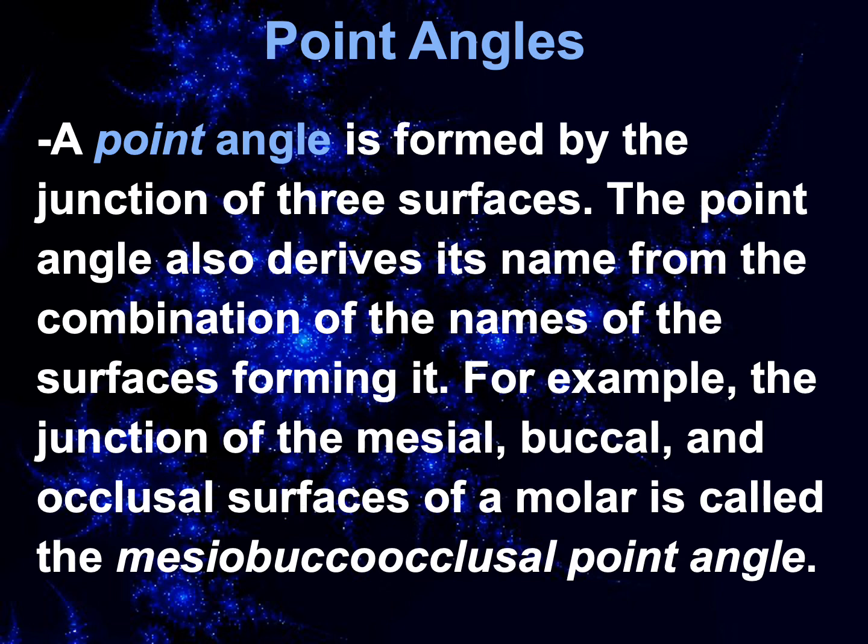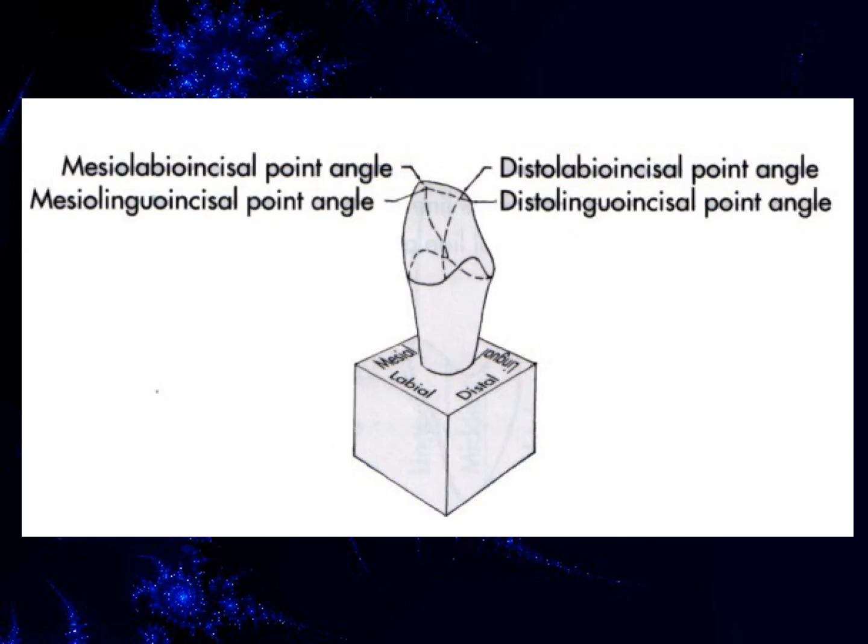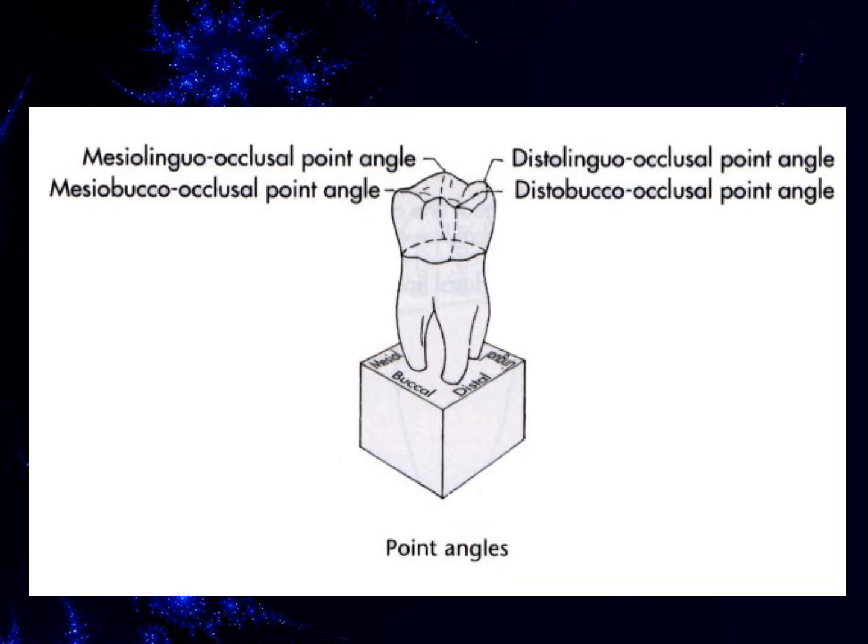A point angle is formed by the junction of three surfaces. The point angle also derives its name from the combination of the names of the surfaces forming it. For example, the junction of the mesial, buccal, and occlusal surfaces of a molar is called the mesiobuccoocclusal point angle. For example, on this incisor, this point, where the distal, labial, and incisal surfaces join, is called the distolabioincisal point angle, and so on. In posterior teeth, this point, where the distal, lingual, and occlusal surfaces join, is called the distolinguoocclusal point angle.